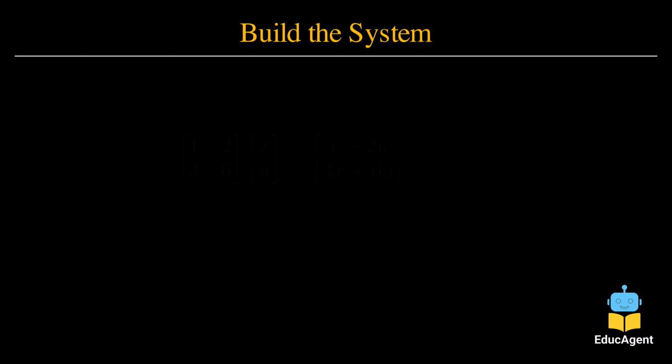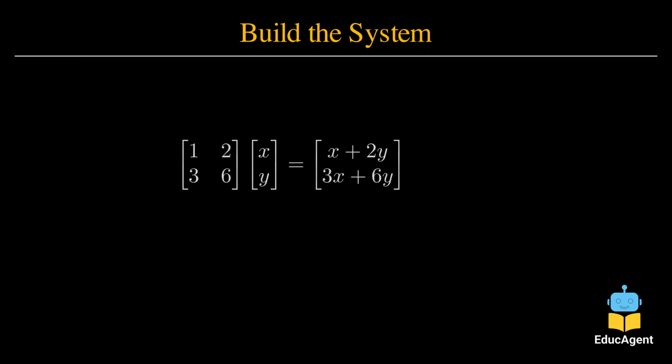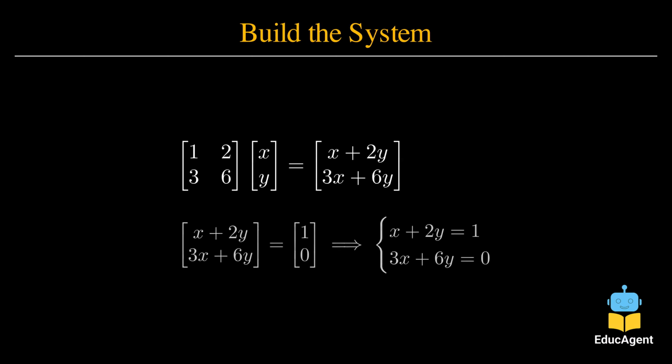Let's multiply out A times (x, y). The first row gives x plus 2y. The second row gives 3x plus 6y. Matching components turns the matrix equation into a two-equation system.